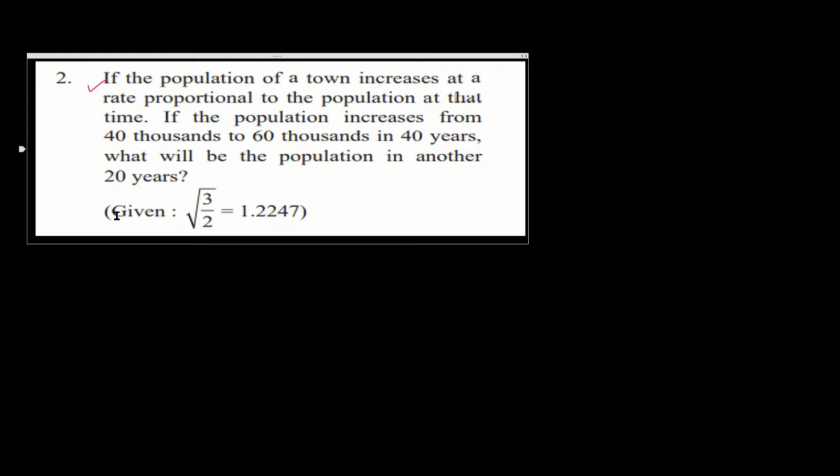Then they have given us one particular data which we'll be using in the sum, namely root 3 by 2, the value of that is 1.2247 is given to us. So we are going to keep in mind this particular value which will help us in the sum. Now the first condition is that the population of a town increases at a rate which is proportional to the population at that time. So let us write this fact over here.